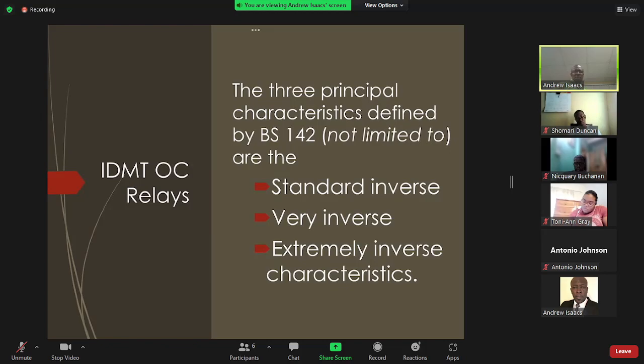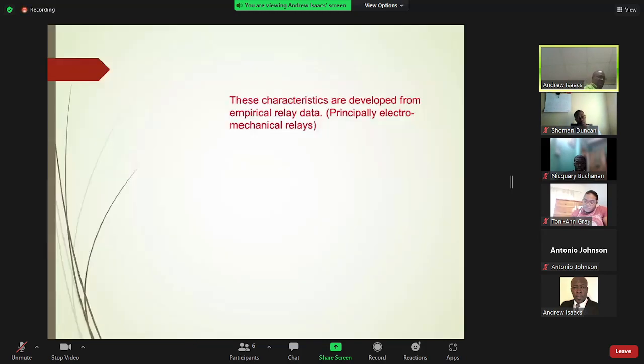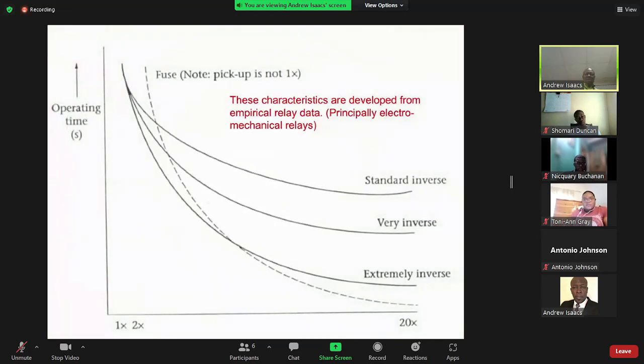Please let me know if I'm going too fast. In terms of the characteristics, this is what they would look like. All right. So you have your standard inverse. And note that they are starting at the same point, so they have the same starting point. But the characteristics differ significantly. So you have your standard inverse up top, then the very inverse, and then the extremely inverse.